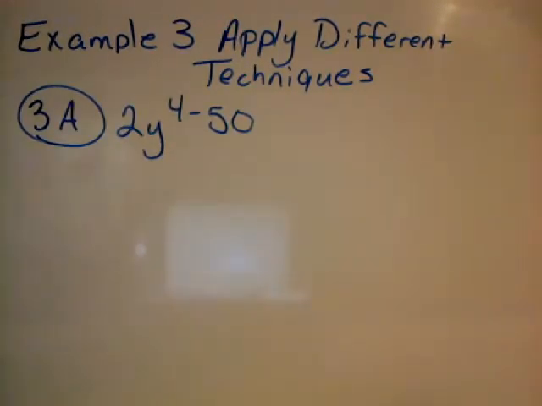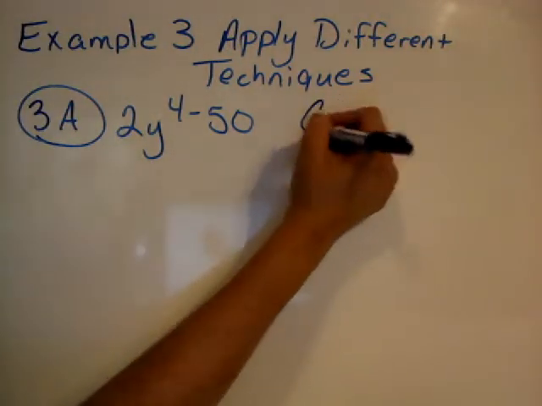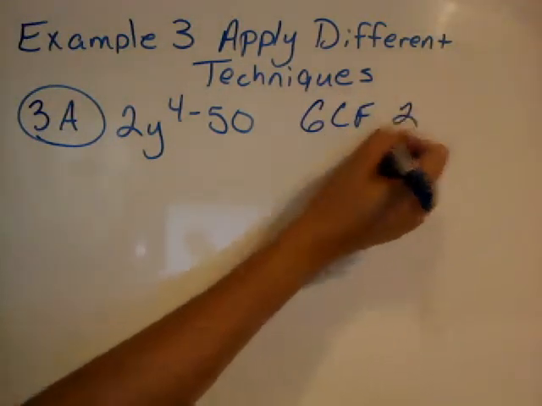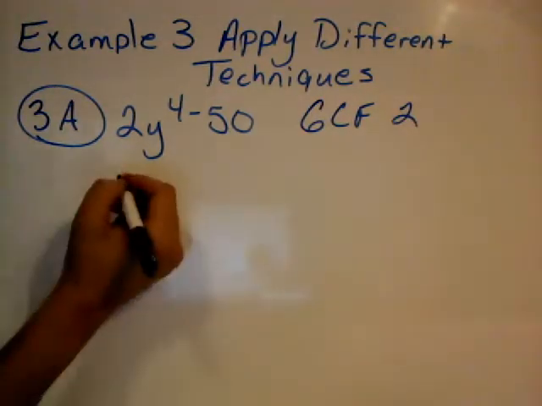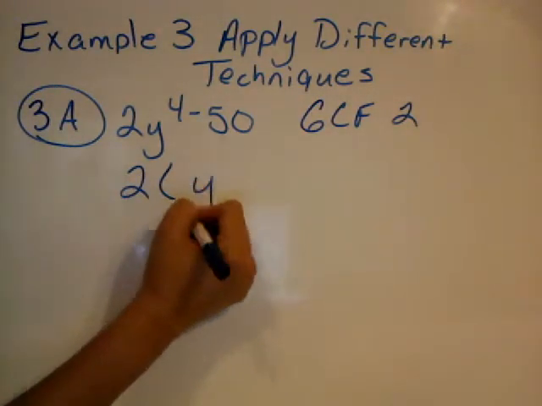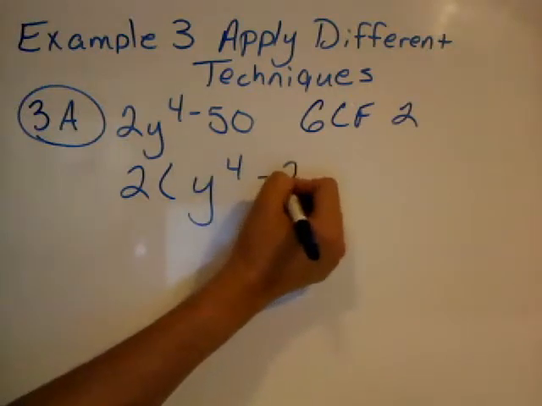Okay, so our first example we're going to work together is 2y to the fourth minus 50. Now the first thing that jumps out to me is that we have a greatest common factor of 2. So I'm going to take that 2 out of there, leaving me with y to the fourth minus 25.